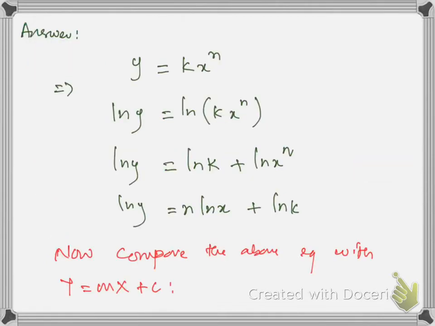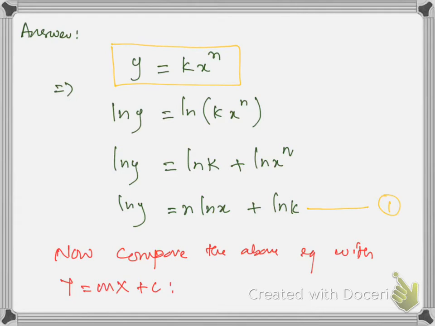Answer. Number 1, bring this given equation into y is equal to mx plus c form by taking ln on both sides. So by taking ln on both sides, we have ln y is equal to n ln x plus ln k, and call or name this as equation number 1.